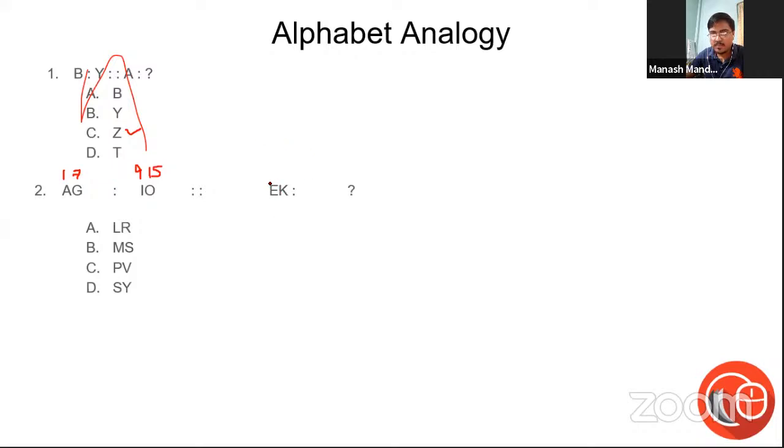So E is the fifth letter, K is the 11th letter. So let us add 8 in both. So 5 plus 8 is 13, 13 is M, 11 plus 8 is 19, 19 is S. So the right answer is B.